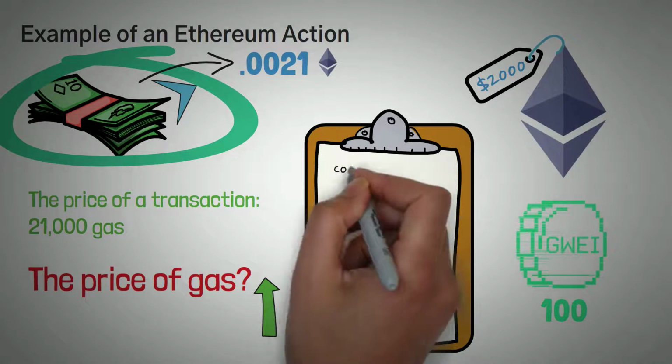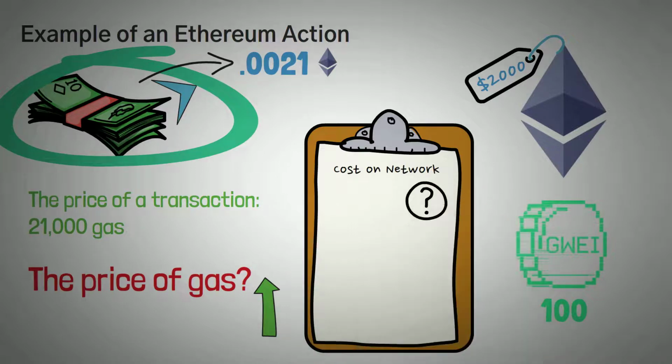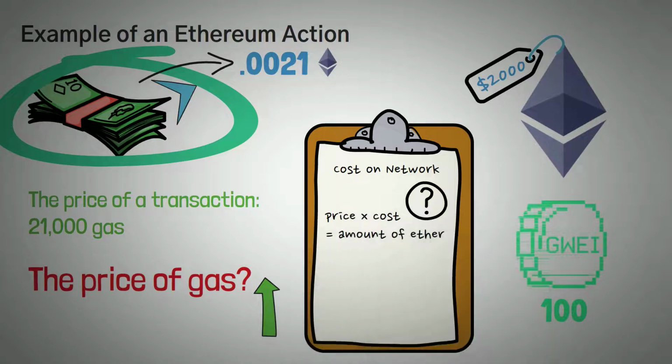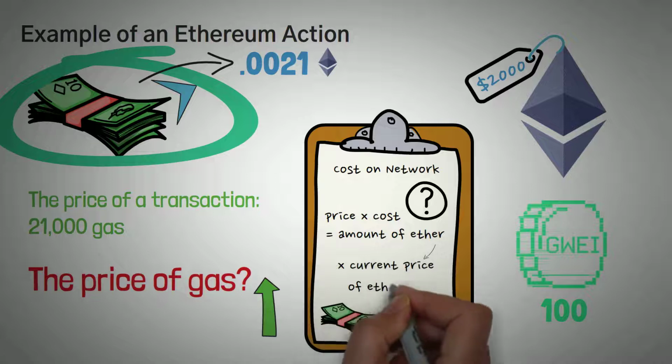So, breaking this down, to find out how much something costs to perform on the Ethereum network, you take the price of the action times the cost of gas, and that gives you the amount of Ethereum it takes to perform that task. And if you want to convert that to how much actual cash or how many United States dollars it takes, you just take that amount of Ether and you multiply it by the current price of Ether.